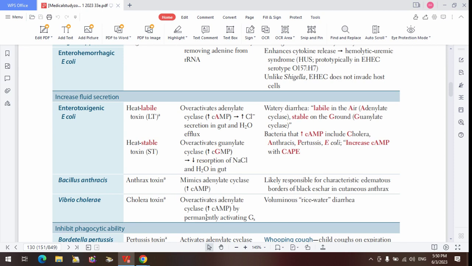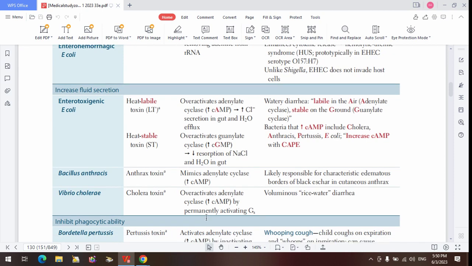Guys, does it make sense to you? Can you appreciate all those things that we are saying, particularly this fluid secretion part?